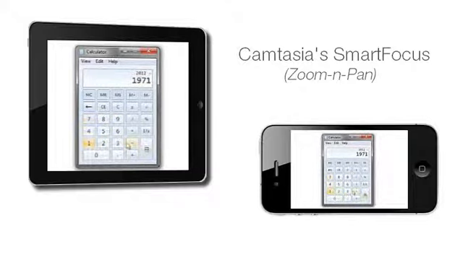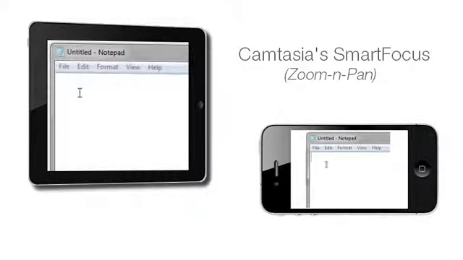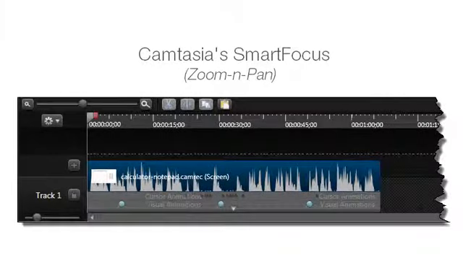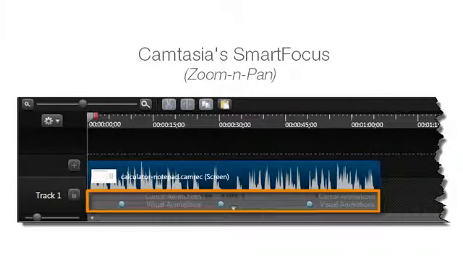All this happens behind the scenes during recording, as SmartFocus analyzes the position of your mouse cursor, which windows are active, and when text is entered. SmartFocus then uses this data to add zoom animations to your timeline in the editor.